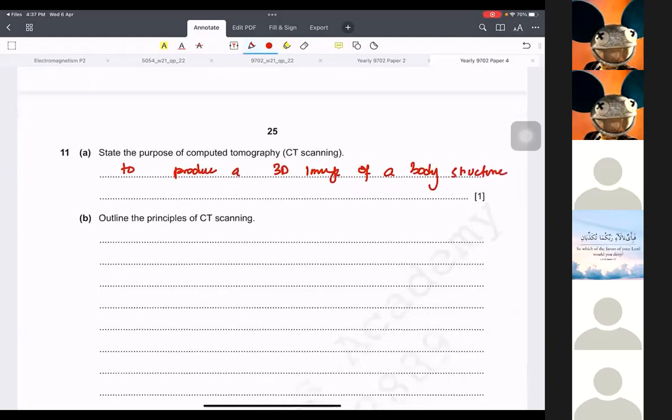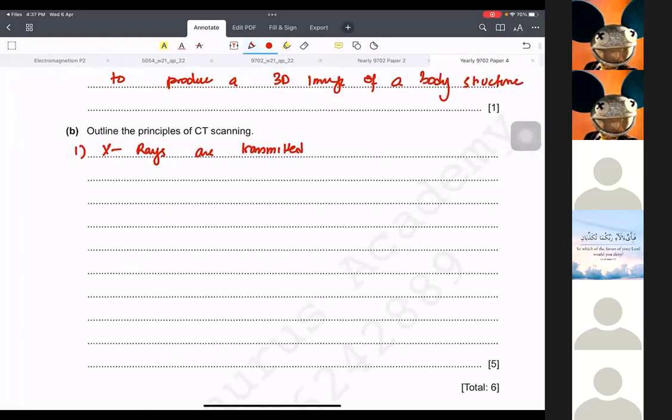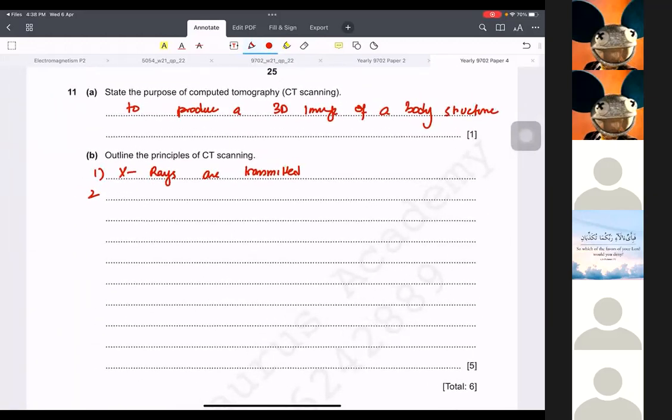Okay, then outline the principles. I told you a lot of times. So you need to remember this. X-rays are transmitted. Then what do you do? Scanning of each section from many different angles.